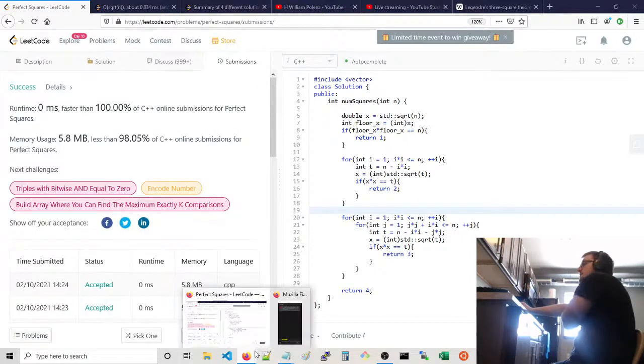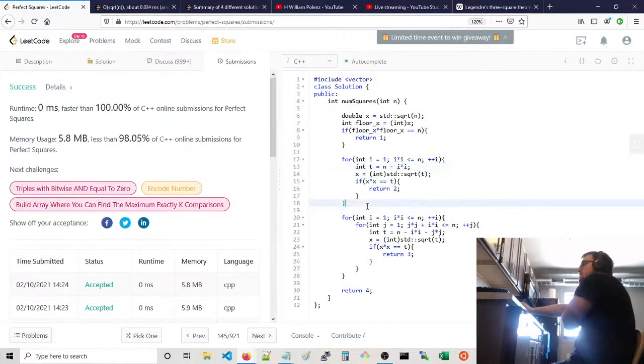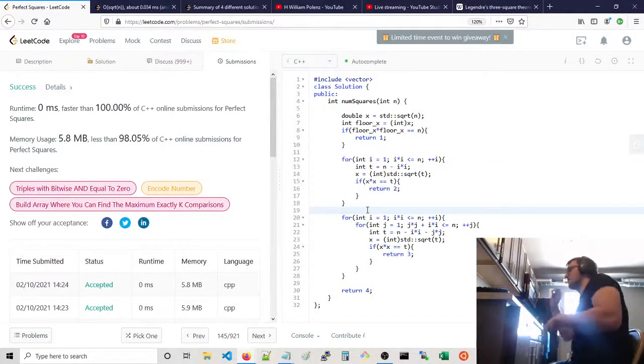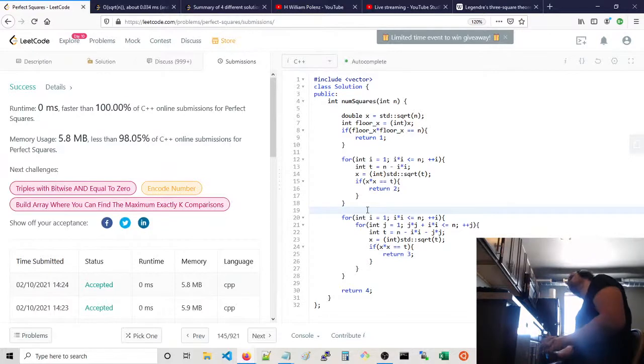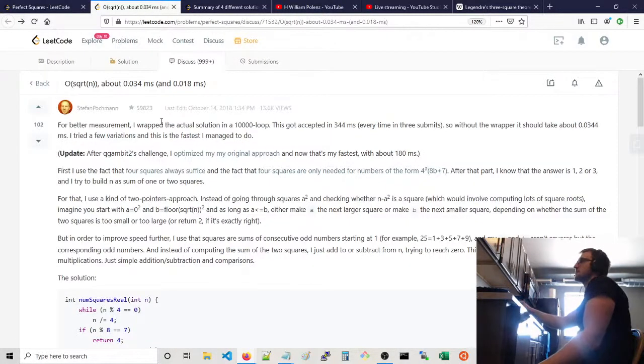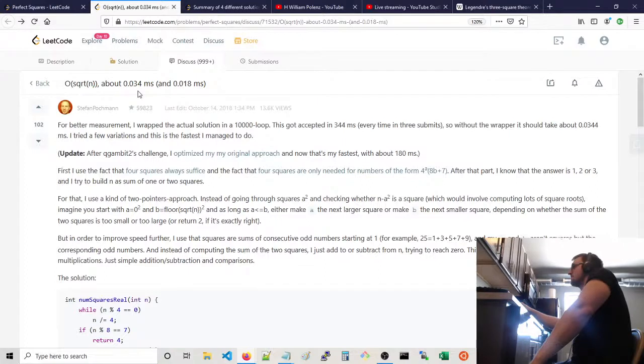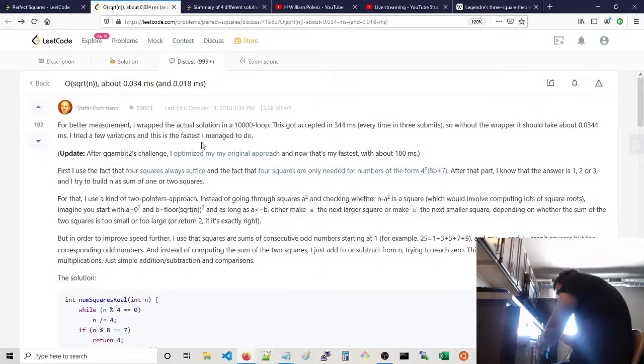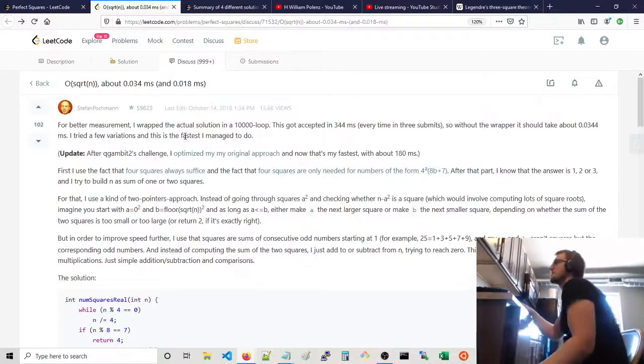But that's pretty good. That's a lot faster. It's definitely a lot faster. Now the question would be, is there a way to use Legendre's formula? Now, excuse me, Pachman was able to do something pretty quick, but really interesting.